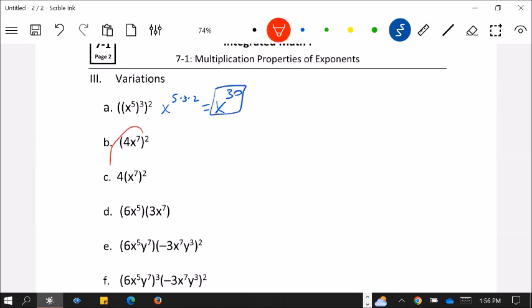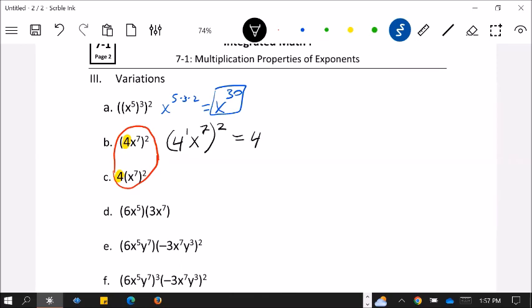Now, these next two are very similar, but different answers. So look at where the parentheses are and where the 4 is placed. Very important. The 4 is on the inside of the parentheses or it's on the outside. We can rewrite the first one with the 4 with an exponent of 1, which means now we're going to use the 2 to multiply to those exponents. So it's 1 times 2, and then it's also the x, 7 times 2. So we have 4 squared, which is 16, and x to the 14th.